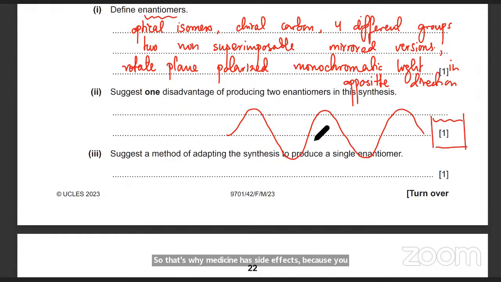working. Like you've got a right glove and you should be synthesizing a right hand for it, but you end up synthesizing a left hand. So that left hand will not work with the glove that's right-handed. So, suggest one disadvantage of producing side effects.